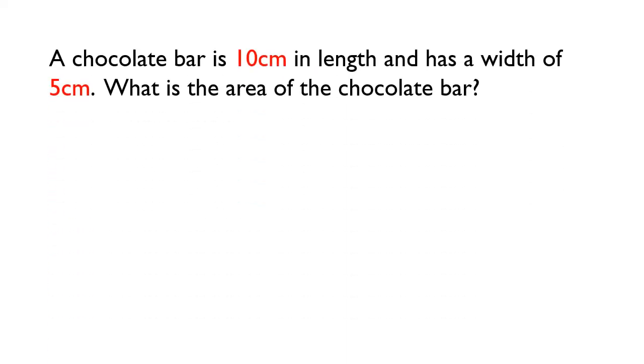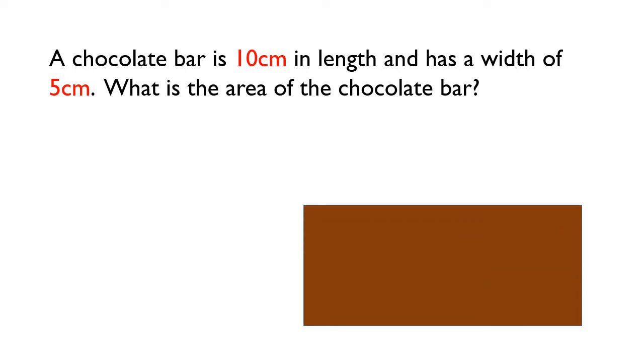Right, so I'm hoping that the first thing you did was A, read the question very carefully, and then B, you pulled out the key information from the question. So the key information here is that it is 10 centimetres in length and 5 centimetres in width. And we know that to work out the area of a rectangle, we need to multiply the length by the width. So what I did, because I thought it might be helpful, was I drew a rectangle and I labelled the length 10 centimetres and the width 5 centimetres.